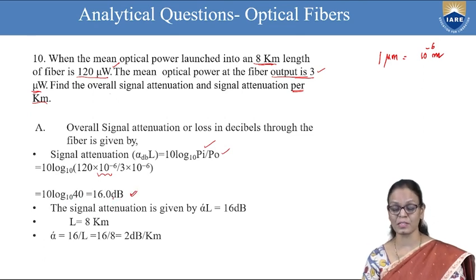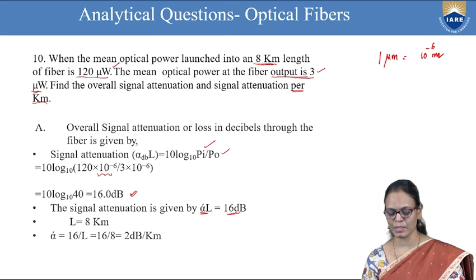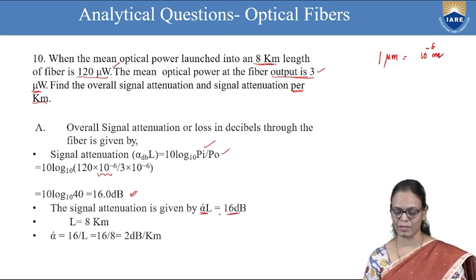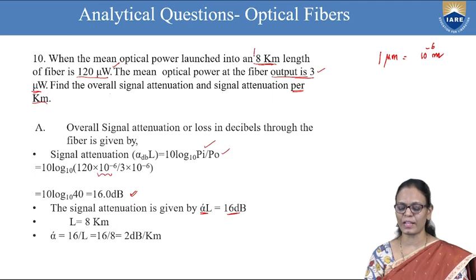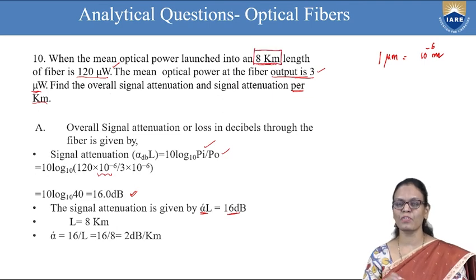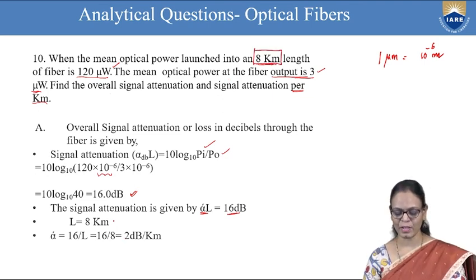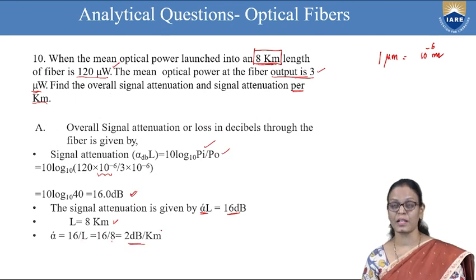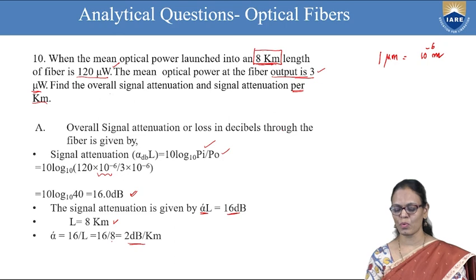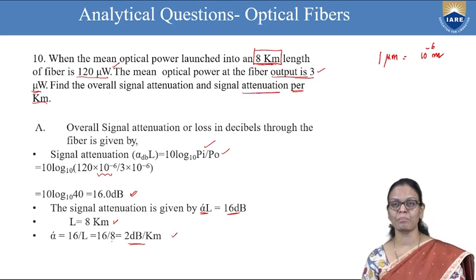Here dB represents decibel. Because the formula is alpha L equal to 16 decibel, we want alpha, so alpha will be 16 upon L. What is the value of L given? The length of the optical fiber is 8, so L is equal to 8. So 16 upon 8 gives us the answer in decibel per kilometer. The attenuation per kilometer is 2 dB per kilometer.